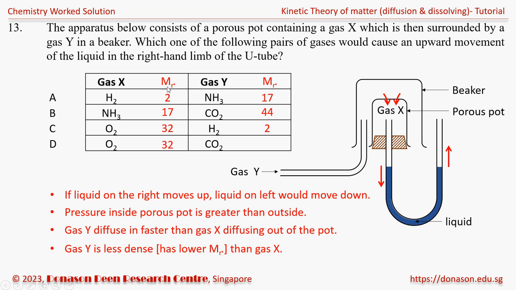The relative molecular mass of oxygen is 32, because 2 times 16, since the relative atomic mass of oxygen is 16. And for carbon dioxide, we can take it from here, it's also 44. So the only option in which gas Y is less dense compared to gas X is option C, and hence option C is the correct answer.